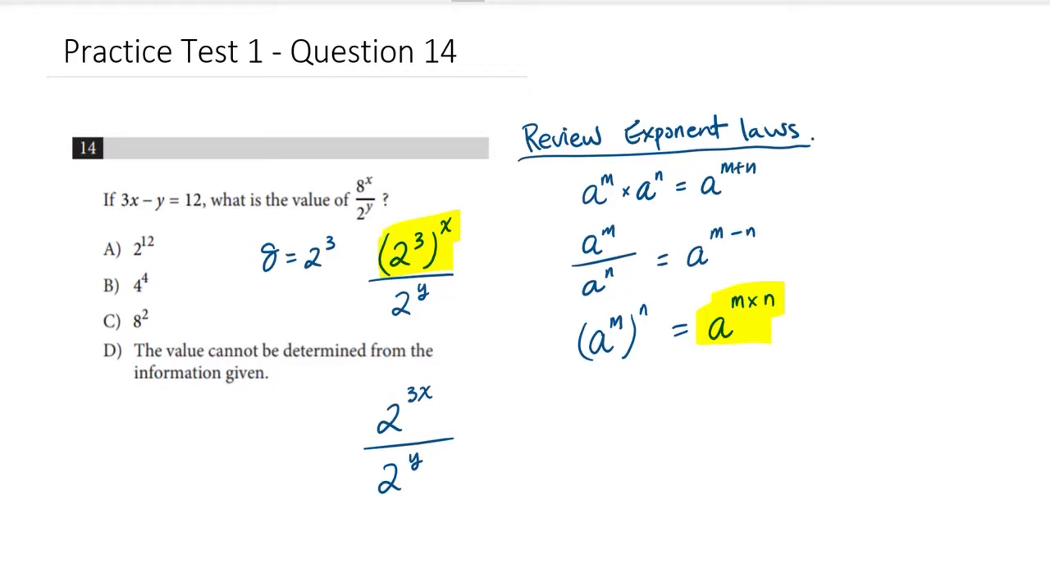Now we're going to apply the quotient rule here. The bases are the same, so you just need to subtract the exponents using the quotient rule. So it will be 2 to the power of 3x minus y. And what do we know? 3x minus y, according to the question, is 12. So it is 2 to the power of 12, which is the answer A.